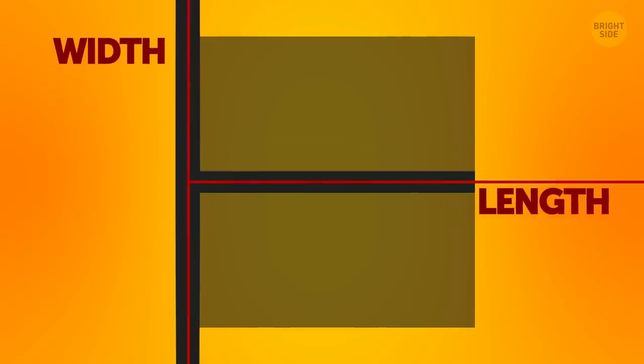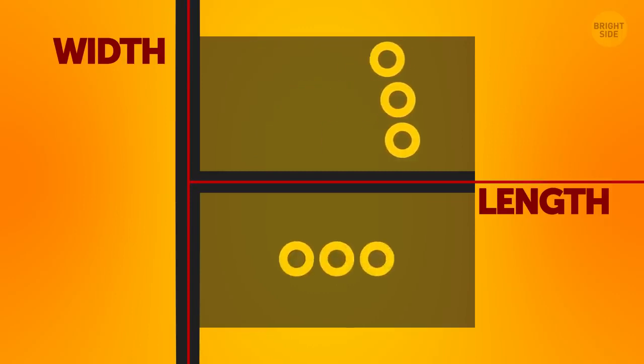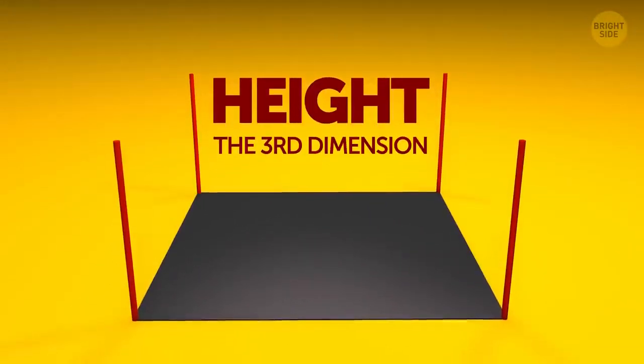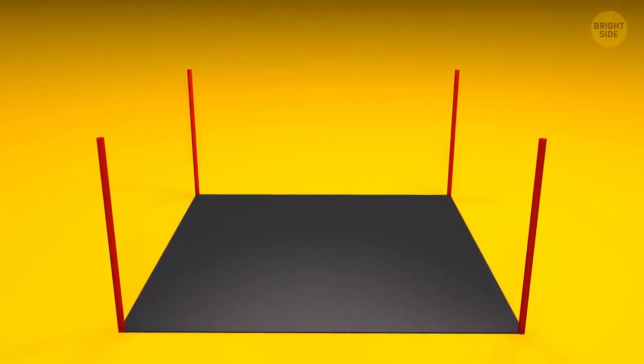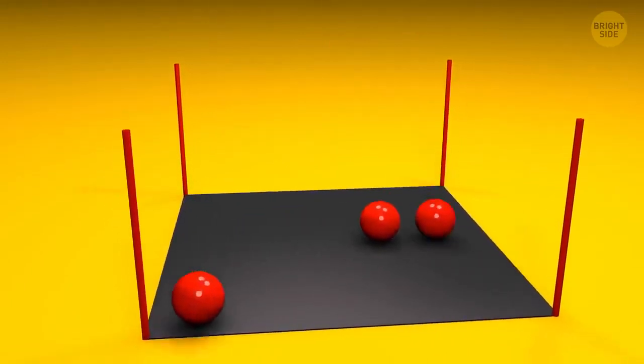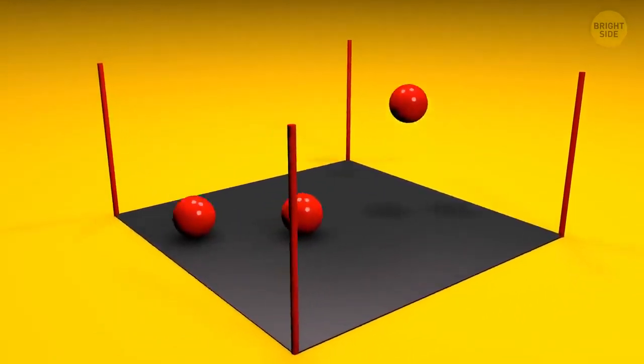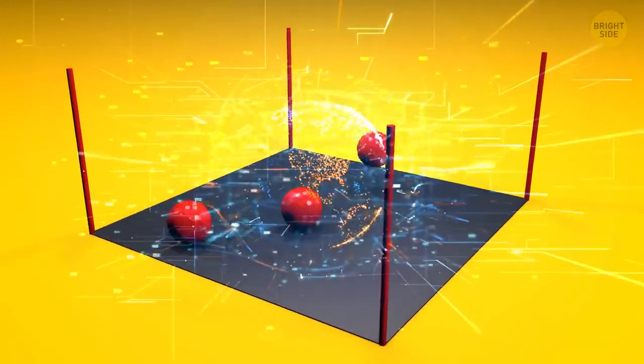So now, we'll add another line perpendicular to the one we have. We get a flat surface with a length and width, like a piece of paper. The flat creatures that live in a 2D world can move left and right, and now forward and backward. To turn this flat paper world into one we're more familiar with, we draw parallel lines from each corner of the square. Now we get height, the third dimension. The objects of this world have three measures: length, width, and height. They can move in three dimensions: left and right, back and forth, up and down. That's the world we live in.